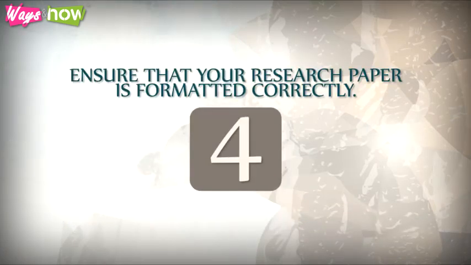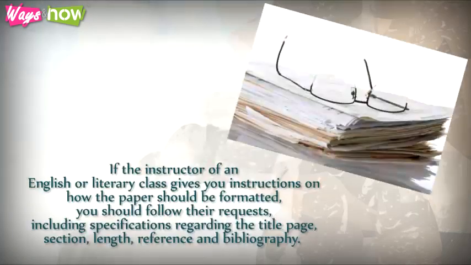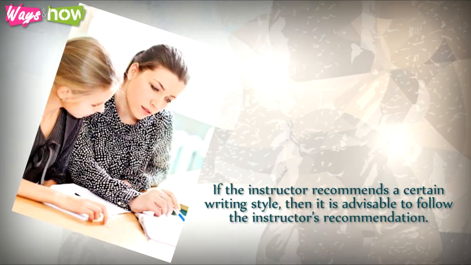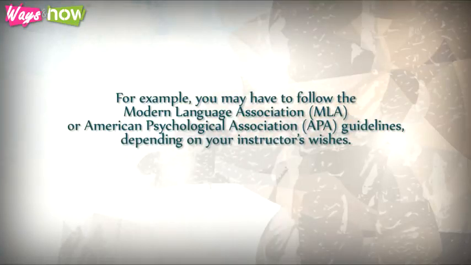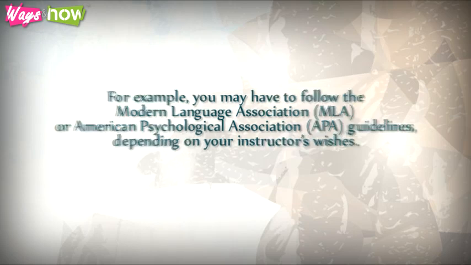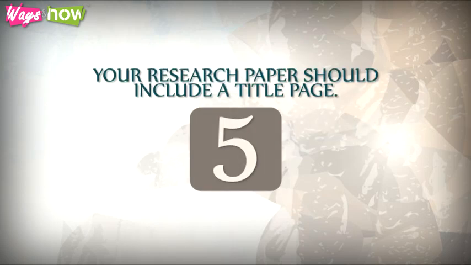4. Ensure that your research paper is formatted correctly. If the instructor of an English or literary class gives you instructions on how the paper should be formatted, you should follow their requests, including specifications regarding the title page, section, length, reference, and bibliography. If the instructor recommends a certain writing style, then it is advisable to follow the instructor's recommendation. For example, you may have to follow the Modern Language Association, MLA, or American Psychological Association, APA guidelines, depending on your instructor's wishes.